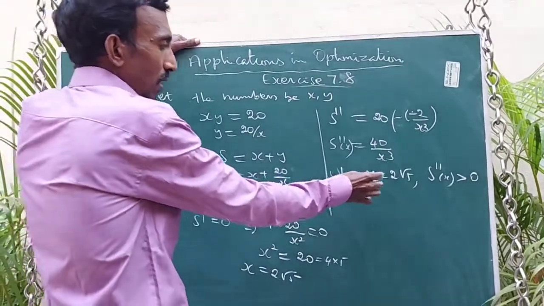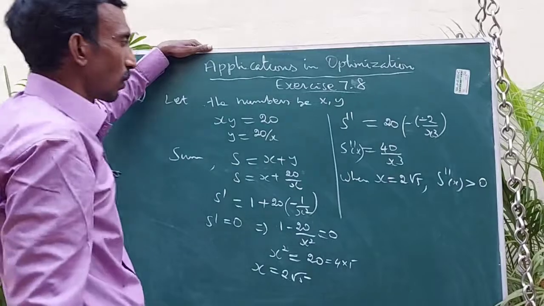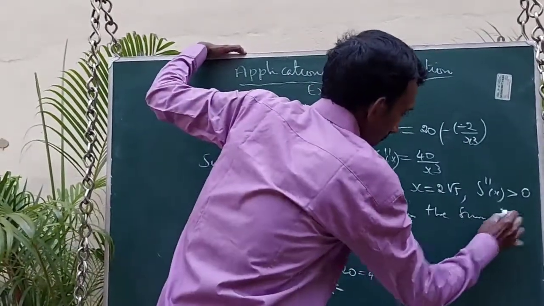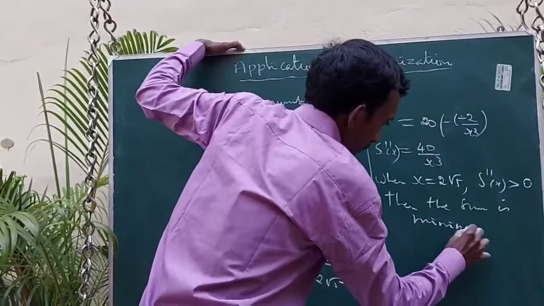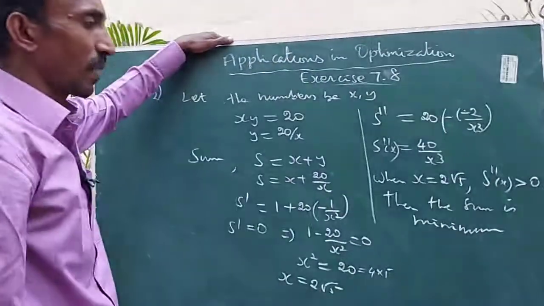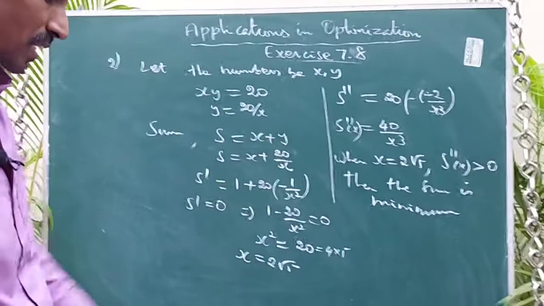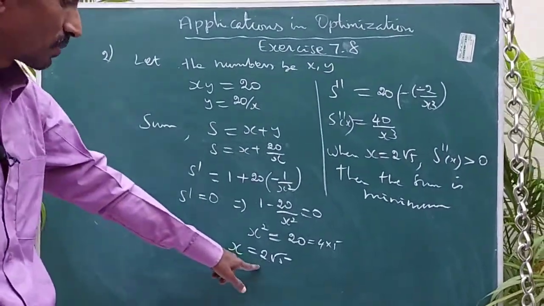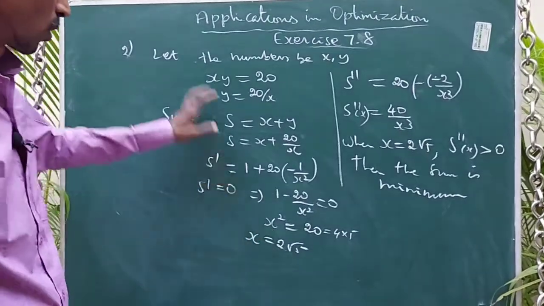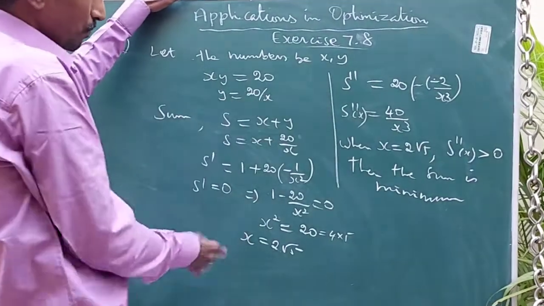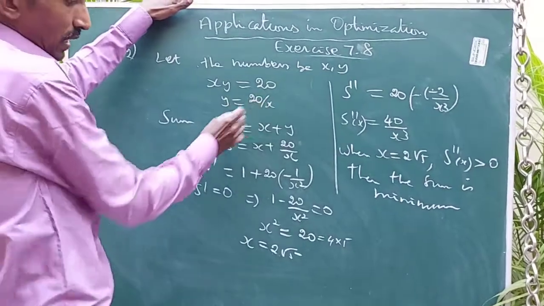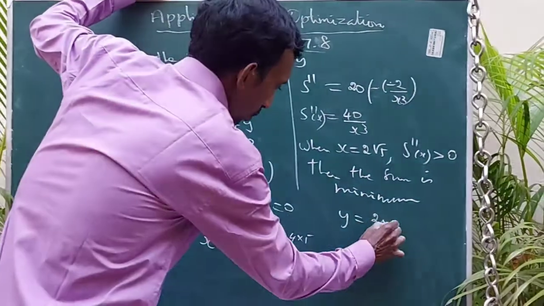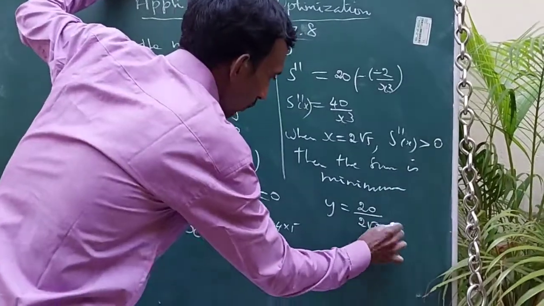Second derivative positive means the sum is minimum. Are you clear? Second derivative negative means maximum, second derivative positive means the sum is minimum. So for what value of x is the sum minimum? 2 root 5. So put it here. So y equal to 20 by 2 root 5.